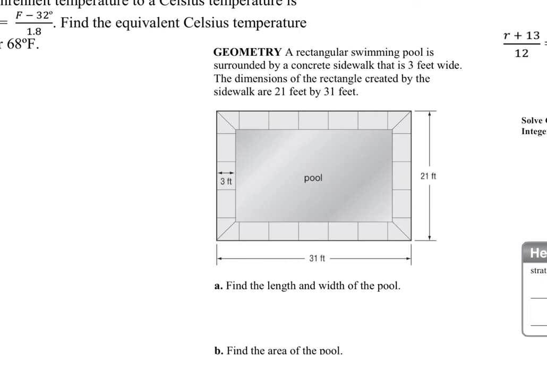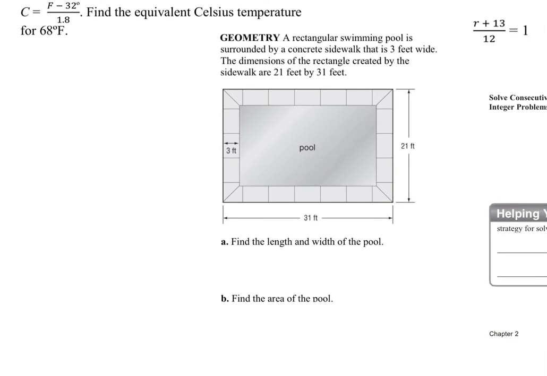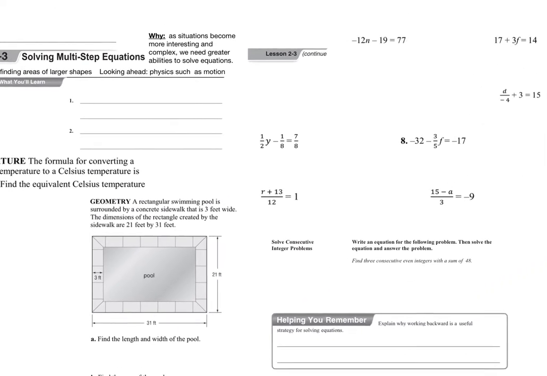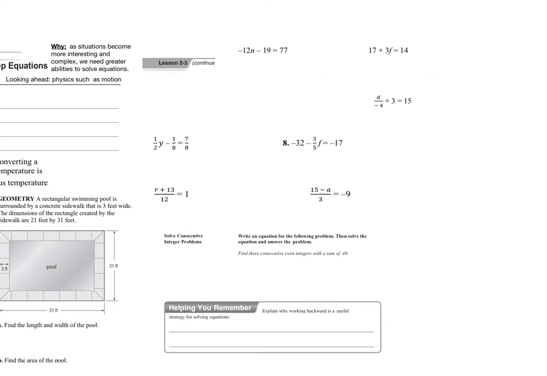If we were going to try to find something like this with some geometry, where we have a rectangular swimming pool and it's surrounded by a sidewalk, and it wants to find the length and width of the pool, we can do that with our information, but it's going to take a couple steps to do that. I've given us some practice problems here so that we can check these out.